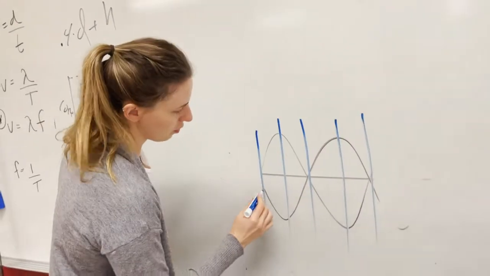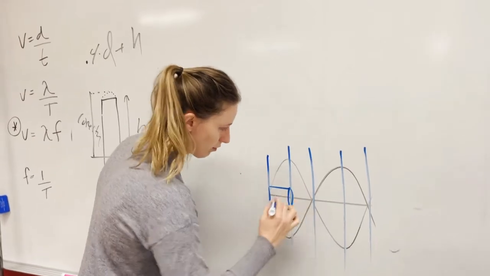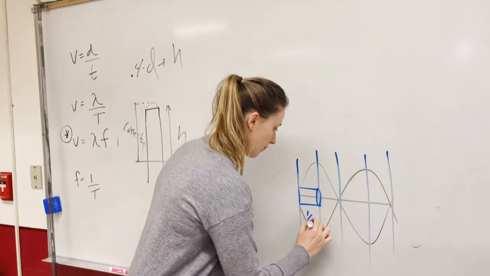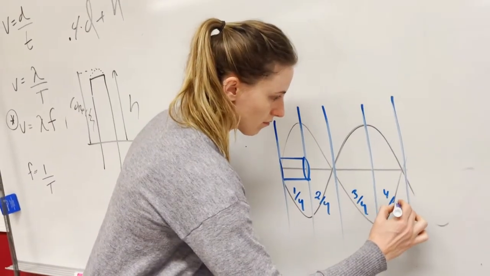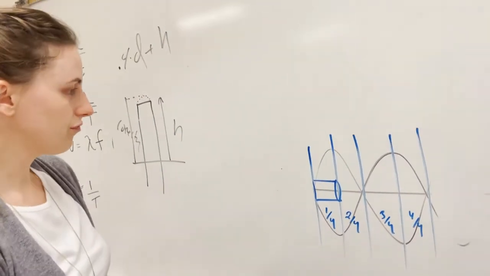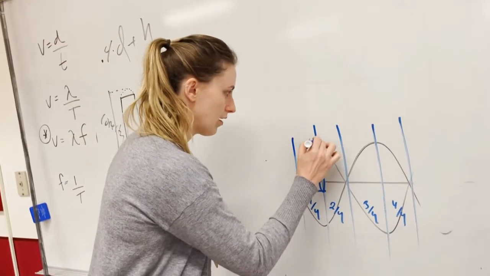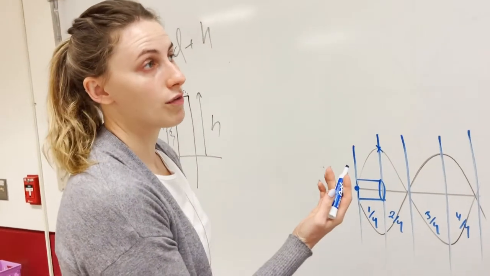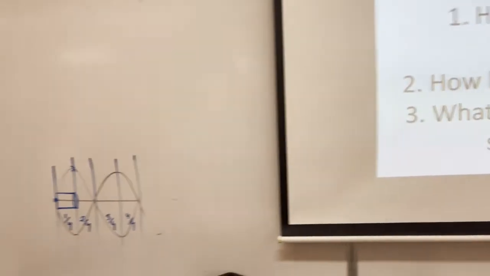Okay. So our pipe is going to be right here. You've got one end closed, one end open. And so you have the two different standing wave parts at either end. One end's a node, one end's an antinode. So how much is in there? A quarter of a wavelength, yep. How long is the whole wave?